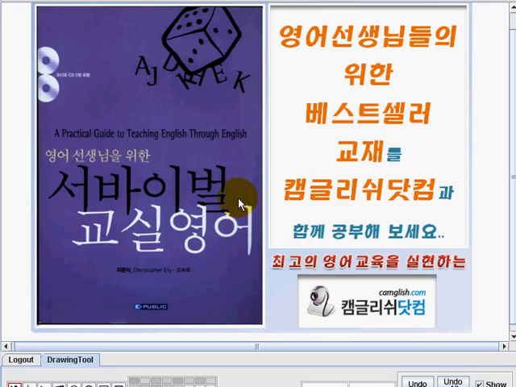The title of our book is Classroom English. This is a practical guide to teaching English through English. Now let's start our discussion on page 126.